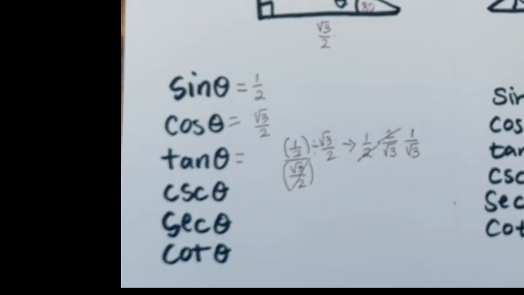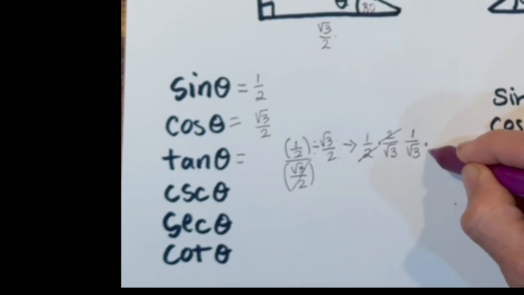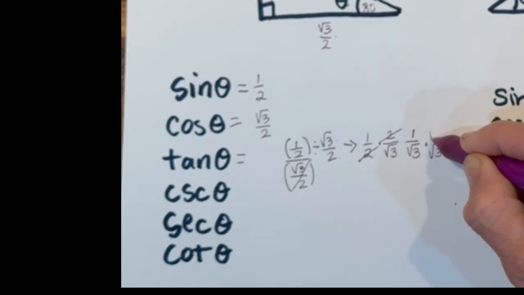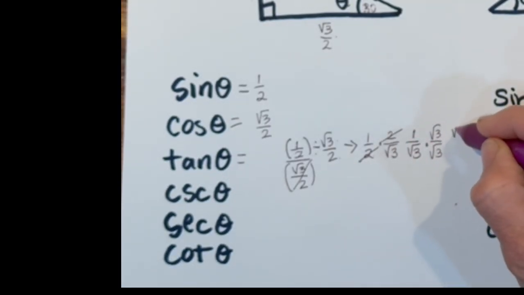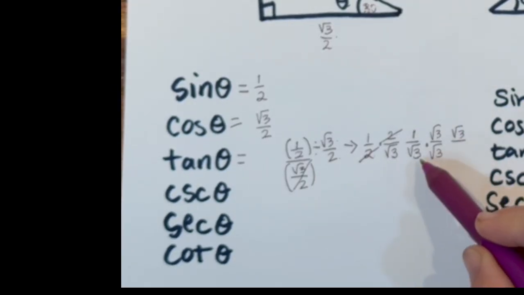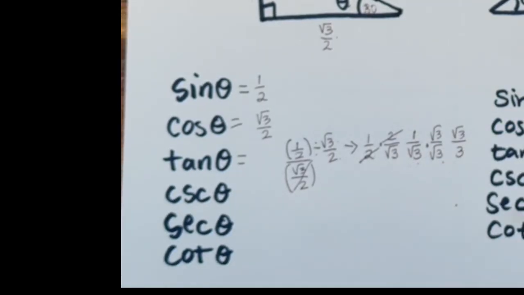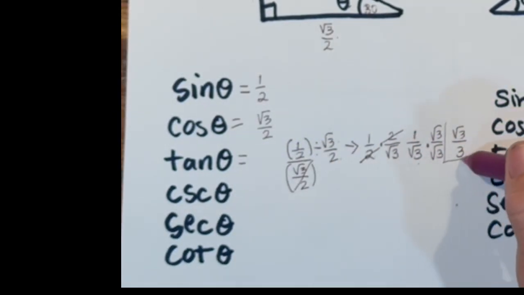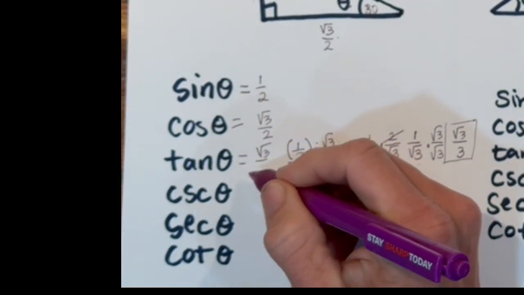If we were in geometry, we might leave this, but because there's the rad 3 here, we want to multiply top and bottom by rad 3 to get our rationalized answer. That's going to give us rad 3 over rad 3 times rad 3 would be rad 9, and the square root of 9 is 3. So that means that this is our final answer, rad 3 over 3.